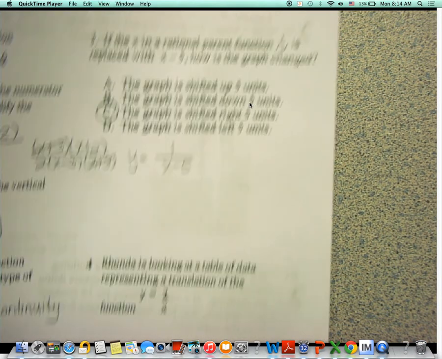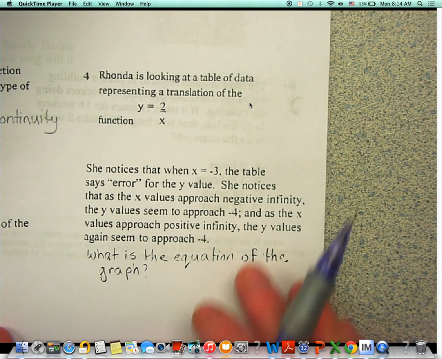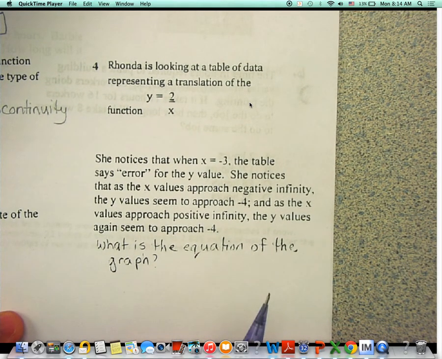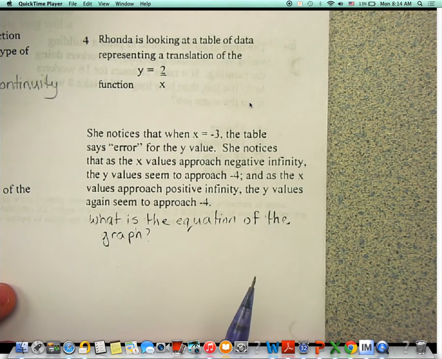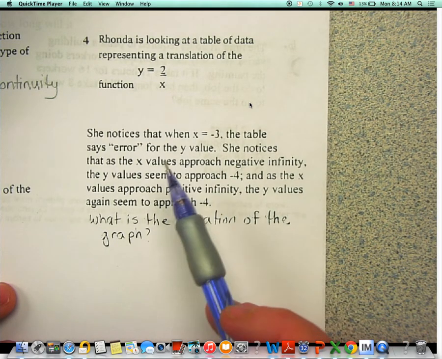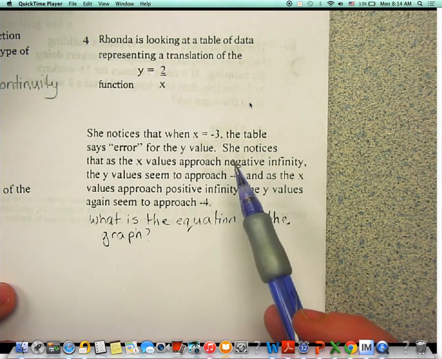Okay. Okay, Rhonda is looking at a table of data representing a translation of the function y equals 2 over x. What's a translation mean? Shifted. Shifted, okay? She notices that when x equals negative 3, the table says error. Okay, what does that mean?